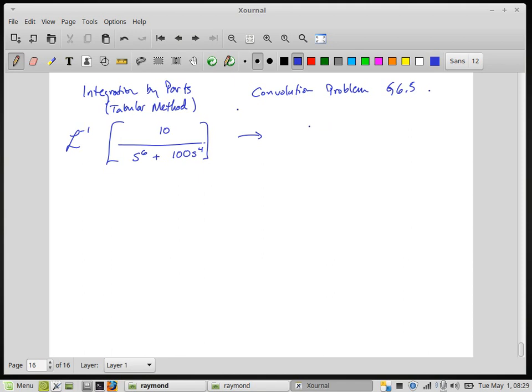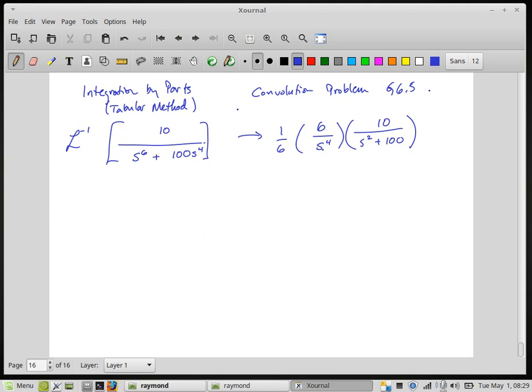And terms that would be in the table would be 6 over s to the fourth and 10 over s squared plus 100. And we're going to have to multiply this by 1/6 to get it out. This is going to be 3 factorial over s to the 3 plus 1.